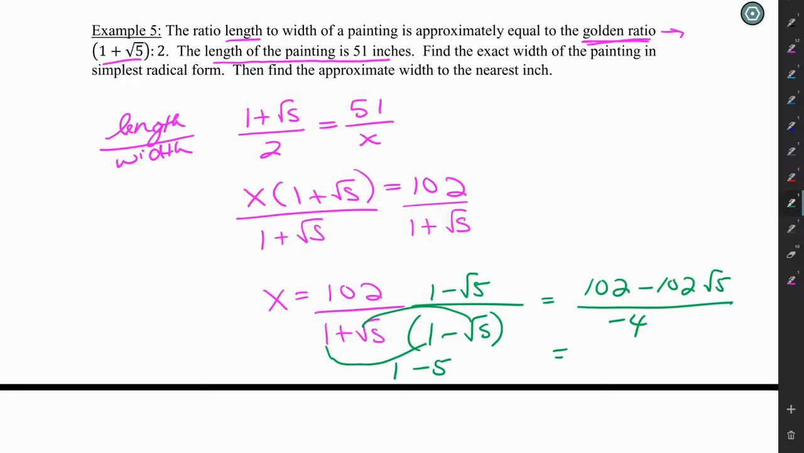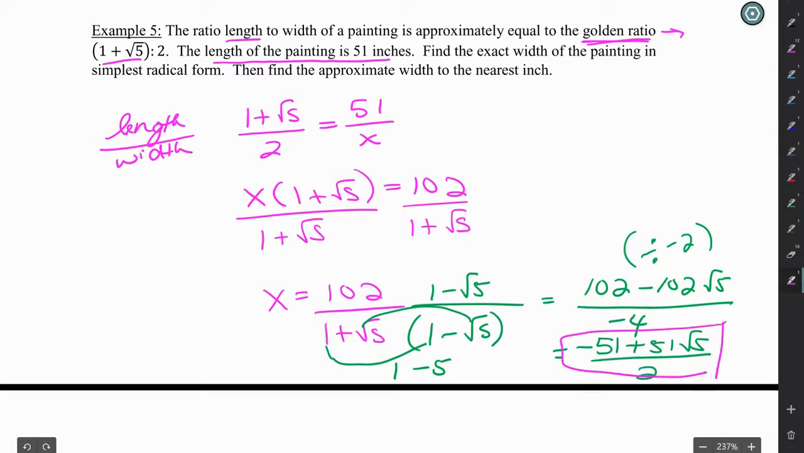Now, I think 102 might be divisible by 4, so let's check that. 102 divided by 4 is not, I lied, but we can divide everything by 2, okay? And while we're at it, let's divide everything by a negative 2 to go big leagues and get that negative sign out of the bottom. So 102 divided by negative 2 would be negative 51 plus 51 root 5 over 2. So this would be our exact answer.